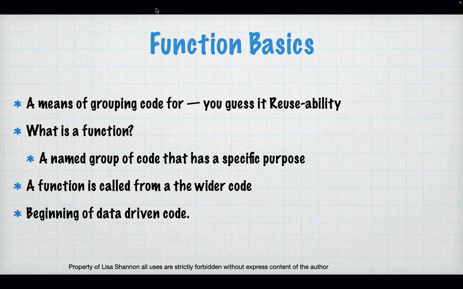So the basics of a function. We're grouping code, and that's all it is. It's a named group of code that has a specific purpose. And so the function name is in the global scope, but the function body is in the local scope. And this is really our second time doing data-driven code, because the results of the processing from the function will change based on what data it has to process.